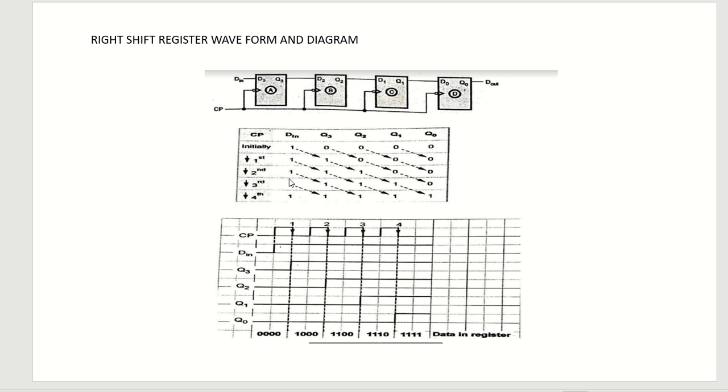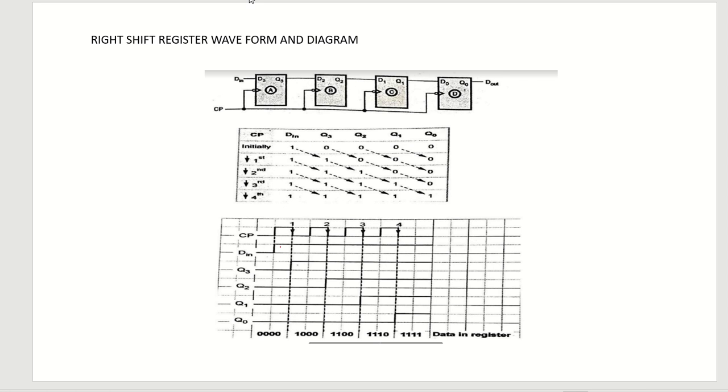When we press a clock pulse the second time, Q3, Q2 become 1 and Q1, Q0 remain 0 only. When we press a clock pulse the third time, Q3, Q2, Q1 become 1 and Q0 remains 0 only. When we press a clock pulse the fourth time, Q3, Q2, Q1, Q0 become 1 and we get the output as 1 1 1 1.